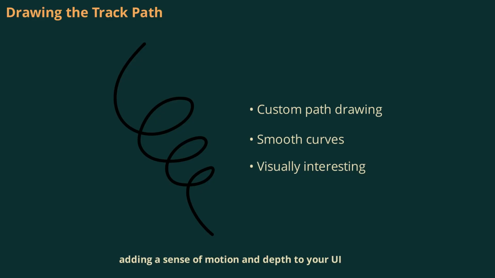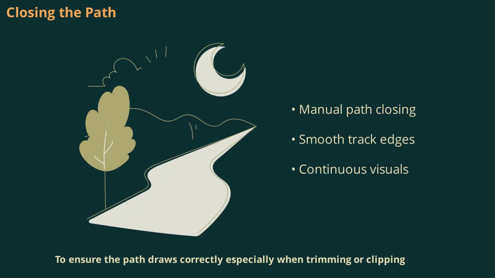To ensure the path draws correctly, especially when trimming or clipping, you need to close it manually along itself. This involves drawing the same line in reverse with a slight variation on the y-axis. While it might seem complex, this technique ensures the track looks smooth and continuous, even when the thumb is at the edges.